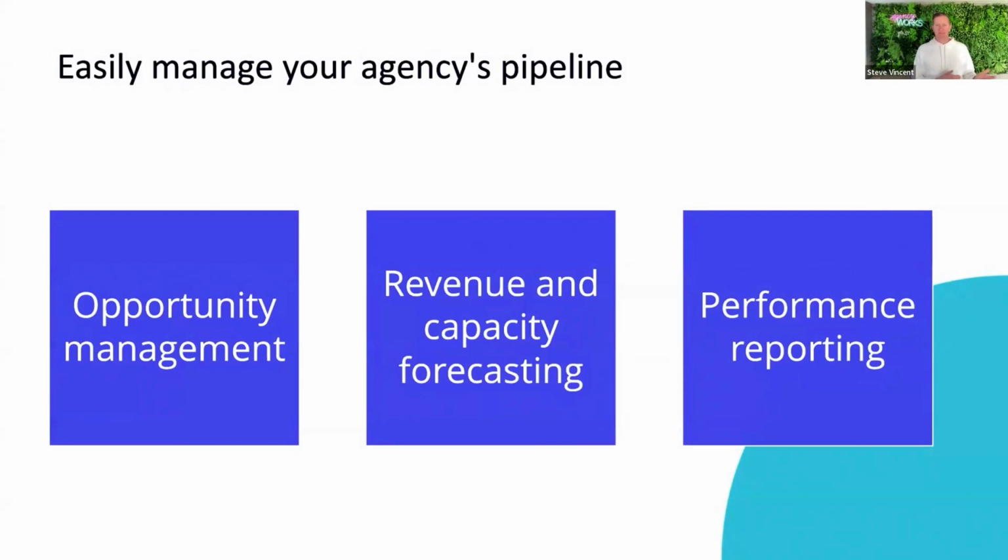When it comes to revenue and capacity forecasting, accurate forecasting, we know, is difficult with a lot of agencies. Revenue projections are often disconnected from actual delivery, and resourcing is managed in isolation. This can create blind spots: teams get overloaded, projects run late, and revenues fall short. So without a clear picture of what's coming in and who's available to deliver it, agencies risk missed targets and overworked teams.